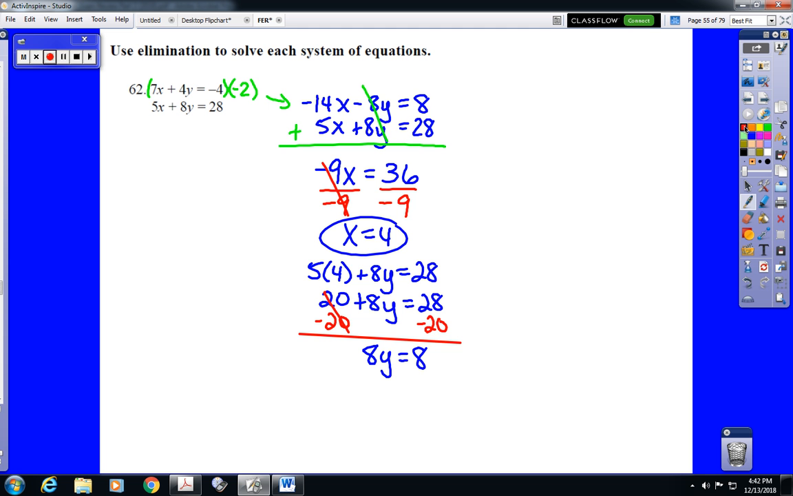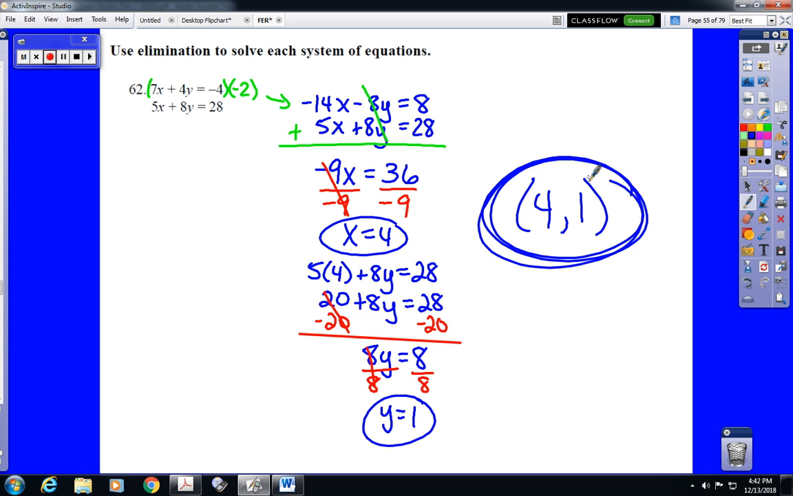And then divide by 8 to get y by itself. And we would get that y equals 1. So again, we take those two, we write it as a point (x, y), (4, 1) would be the answer that we would provide.